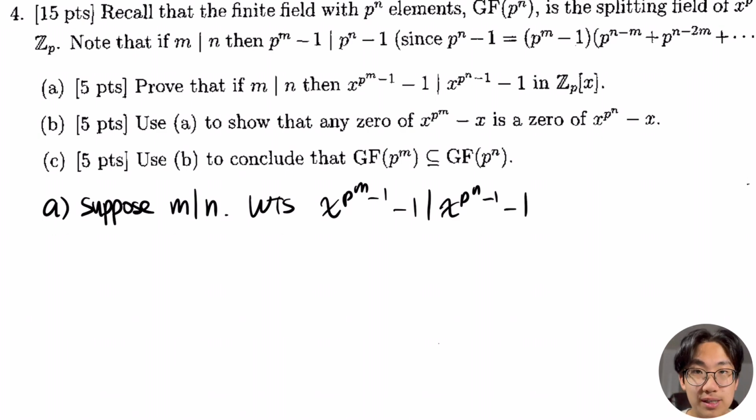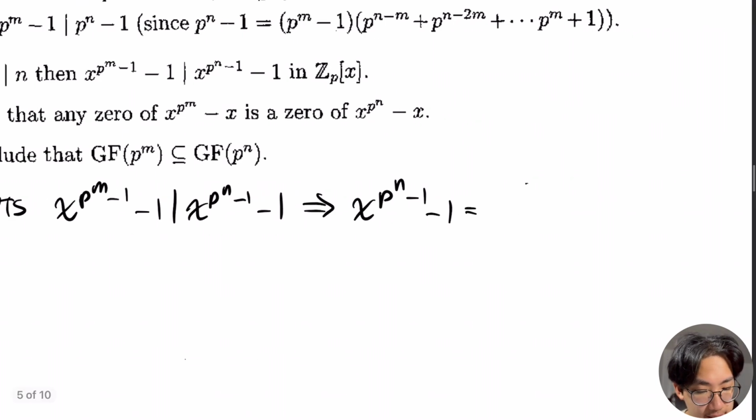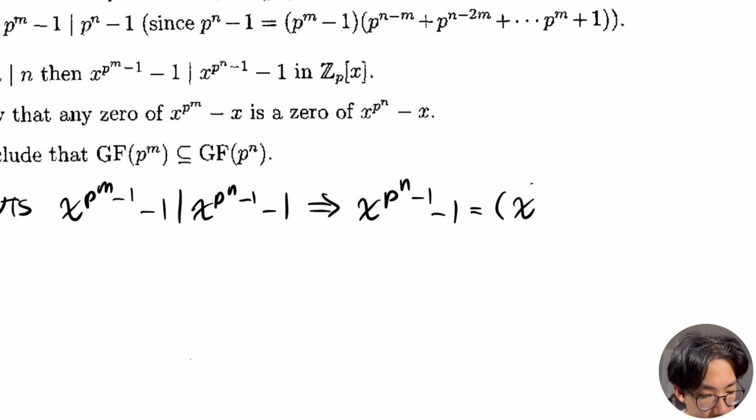So first I'm going to expand some things over here so that we can get a better sense of what we're actually trying to show. So this right over here, just using the definition of what it means for something to divide something, we can express this as x to the p to the n minus 1 is equal to x to the p to the m minus 1 times something. Let's just call it L for now. It's very generic just to show what it's going to look like.